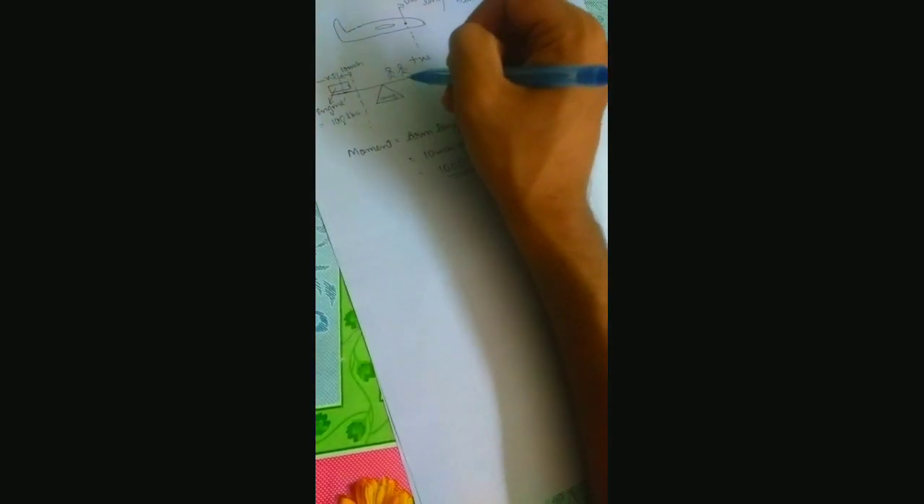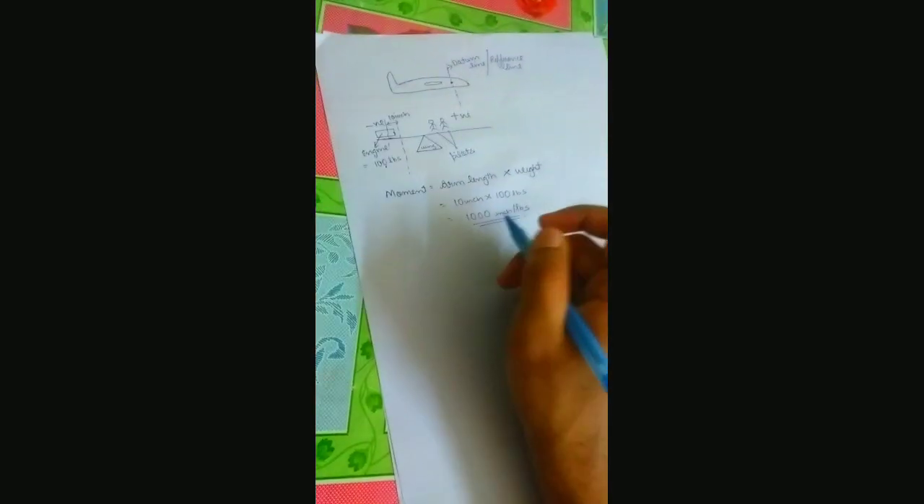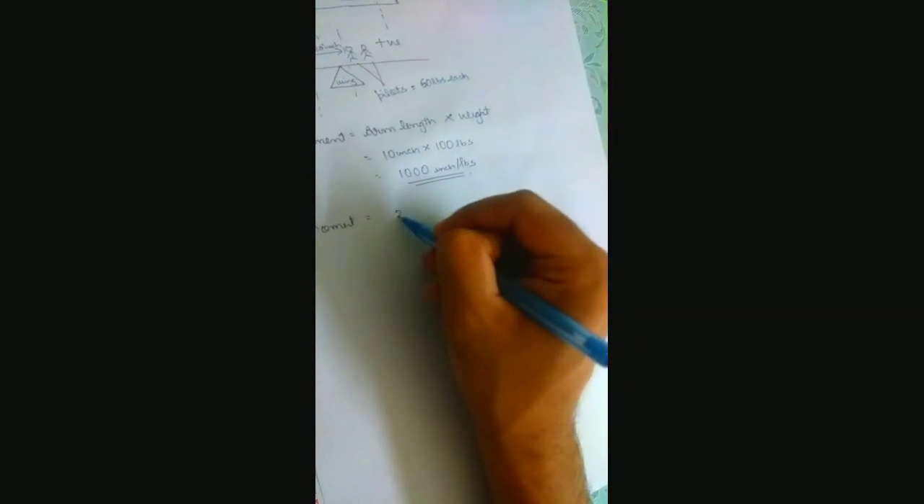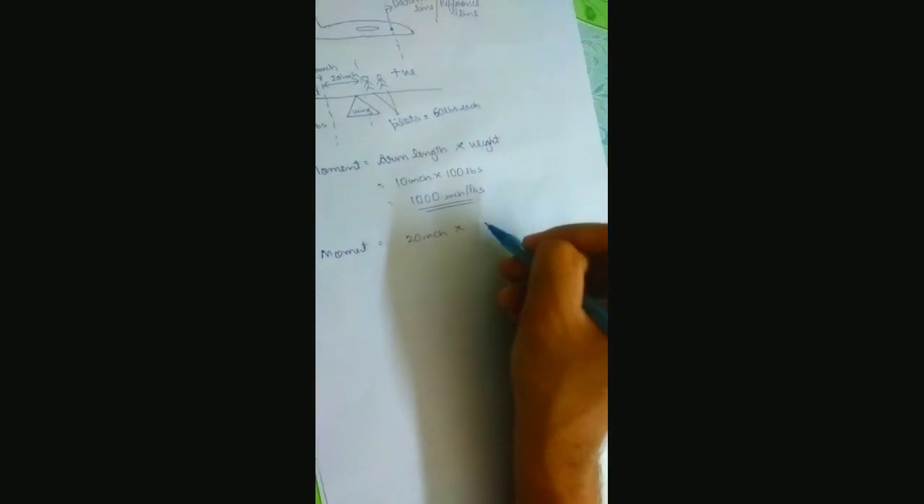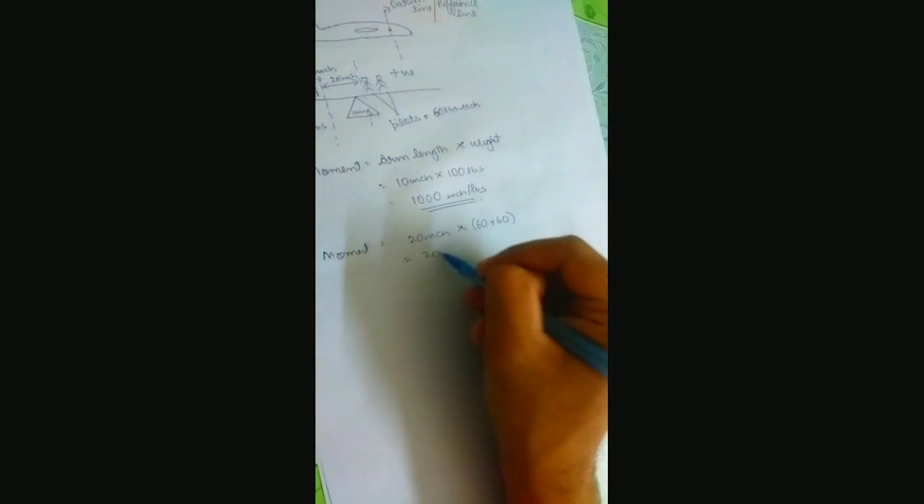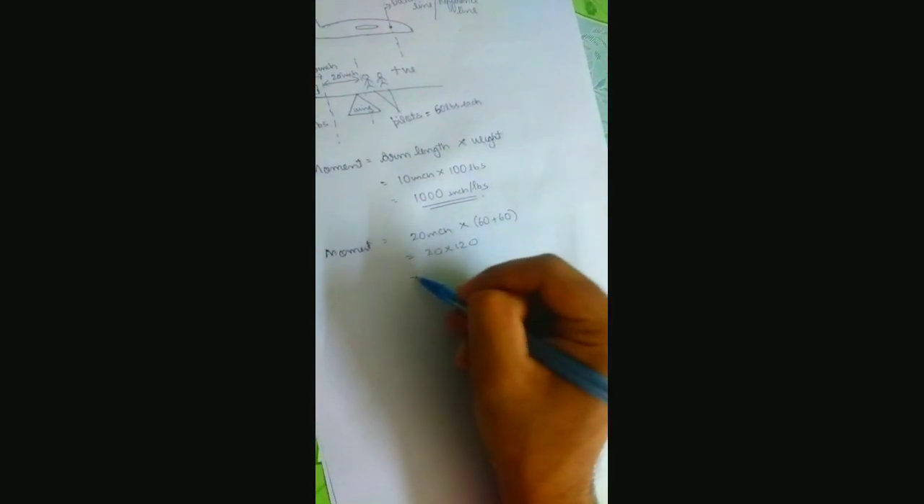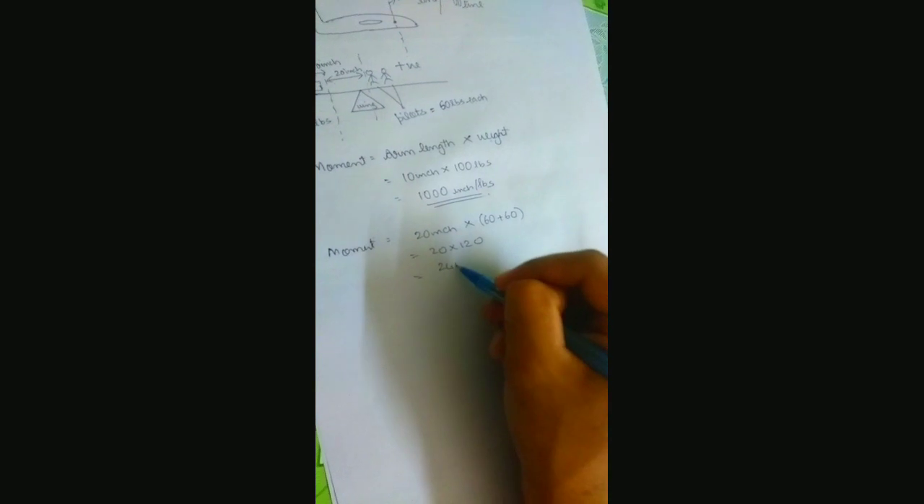So the same will be the formula, that is arm length times the weight of the pilot. So we take it for simplicity, the arm length to be 20 inches. So the moment will be equal to 20 inches times the weight of the pilot. We took it as 60 for one pilot, so 60 plus 60 is 120. So the total answer will be 2400 inch-pounds.